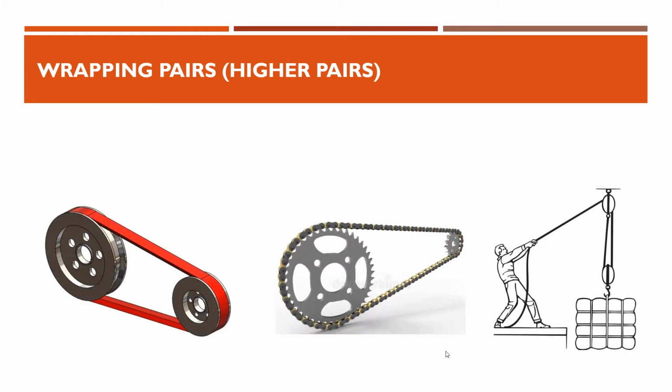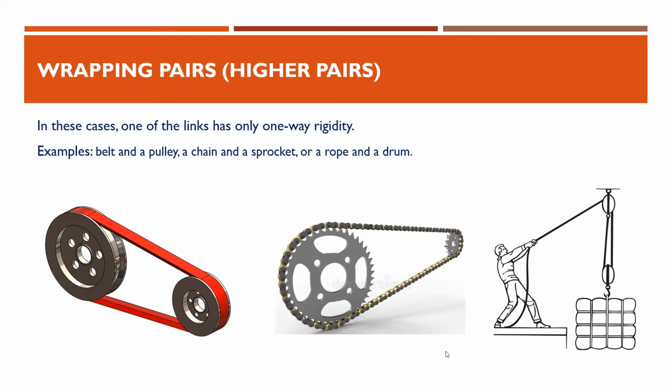In the last lecture I just explained about belt, rope or chain drives. These are all called wrapping pairs because they function only when under the action of tensile forces. If it is compressive in nature, then the belt drive or the rope drive or the chain drive doesn't have any function. It functions only in the presence of tensile forces. So, these are all called wrapping pairs, and this comes under the category of higher pairs.